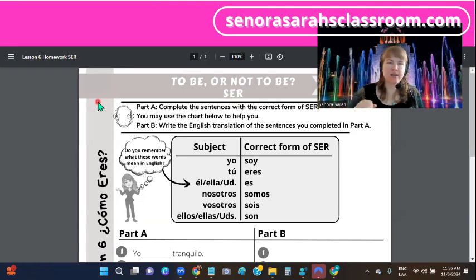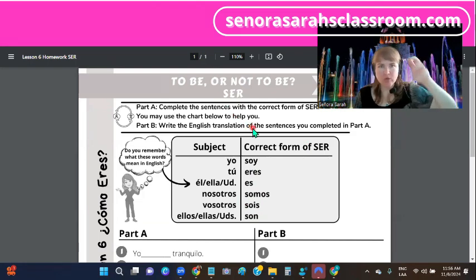Ser and estar translate to the same thing in English, to be. So all of these forms of ser also mean either am, is, or are. We're not getting into the different uses for these verbs today because estar and ser, while they translate to the same thing, are not used in the same way. But today, all I'm doing is showing you how to change these to fit correctly in the blank.